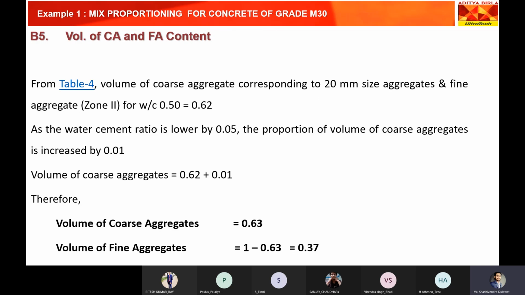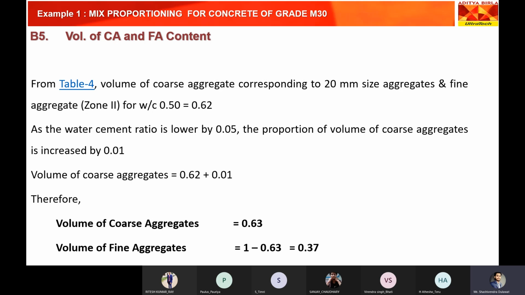Then we will calculate the volume of coarse and fine aggregate content. So from Table 4 of IS 10262:2019, the value for fine aggregate, zone 2, for water-cement ratio 0.50 is equal to 0.62. So we will take the 0.62 value from the Indian Standard Code.